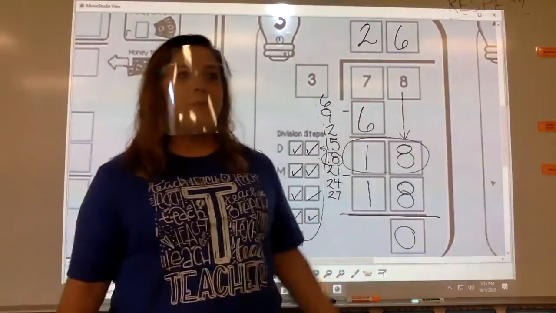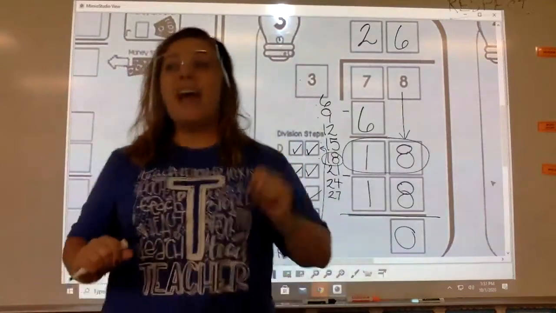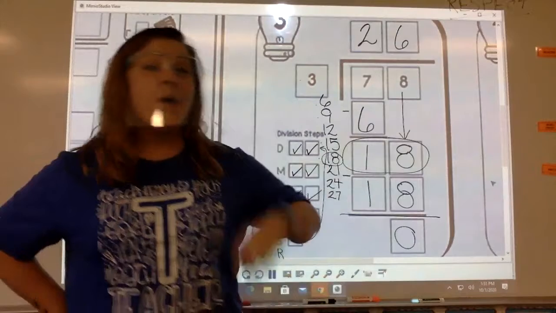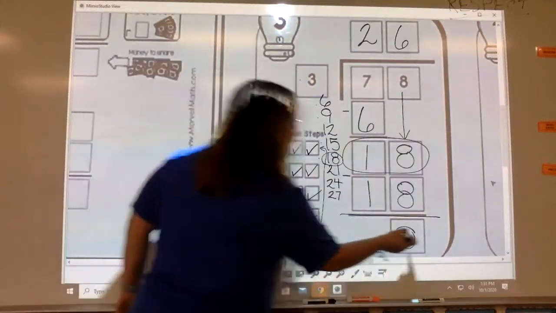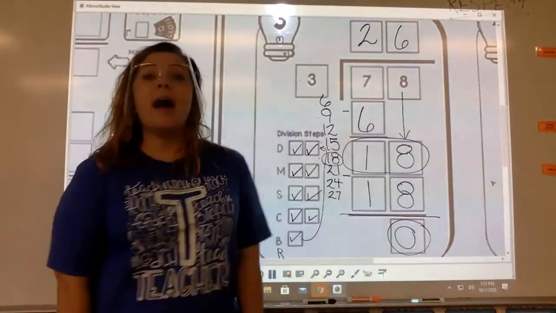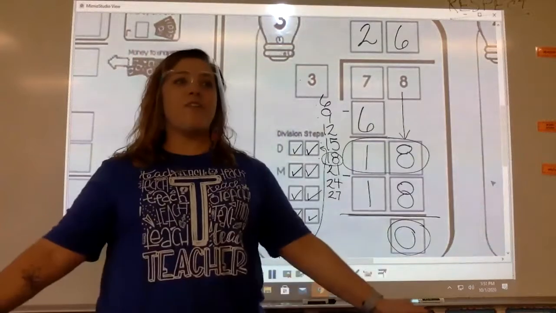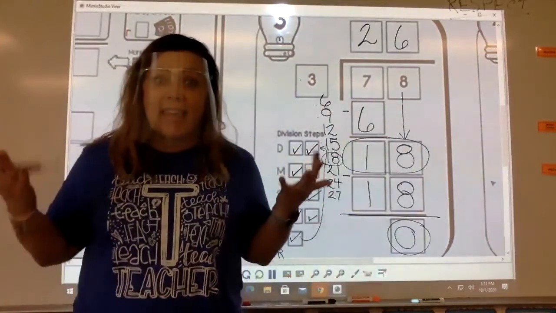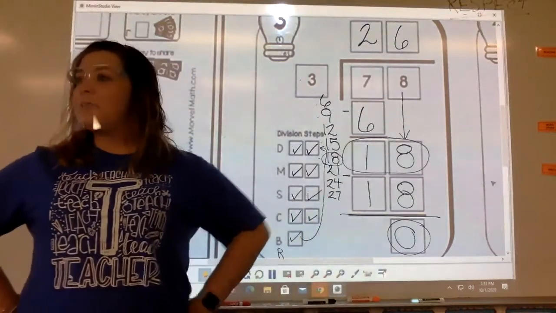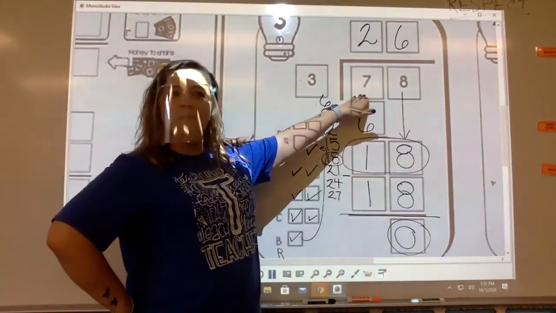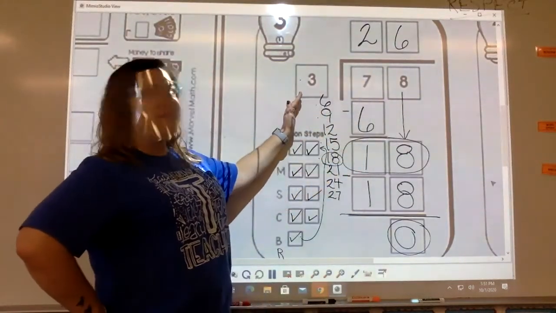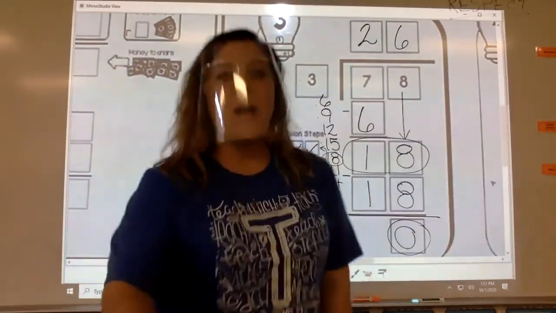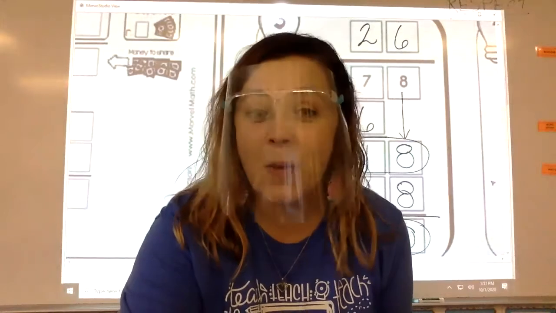What is B? Bring it on down. Do I have anything left to bring down? So I am done. I'm going to look here. Whatever is left over is my remainder. Very good job. Since it is 0, I have nothing to write because I have nothing left over. So read this problem with me. 78 divided by 3 equals 26. Very good job. There you have it. Dividing 2-digit by 1-digit numbers.